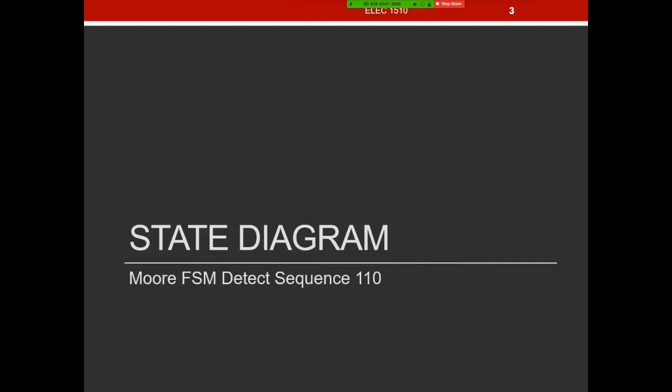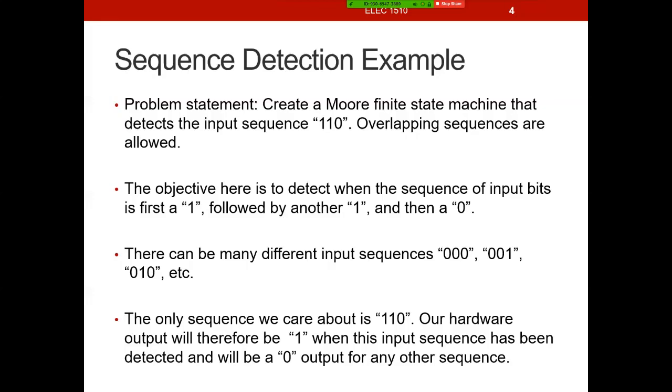So first of all, what is a state diagram? And in particular, a Moore finite state machine diagram. For our sequence detection, let's start out with a problem statement. We're going to create a Moore finite state machine that detects the input sequence 110. Overlapping sequences are allowed. That would be the problem statement you might be given with your homework.